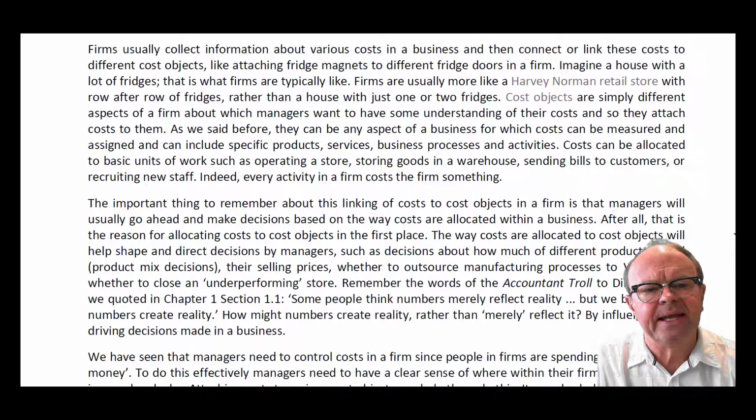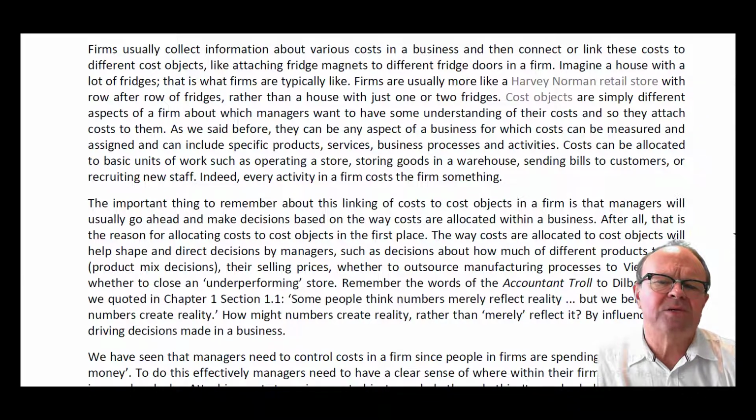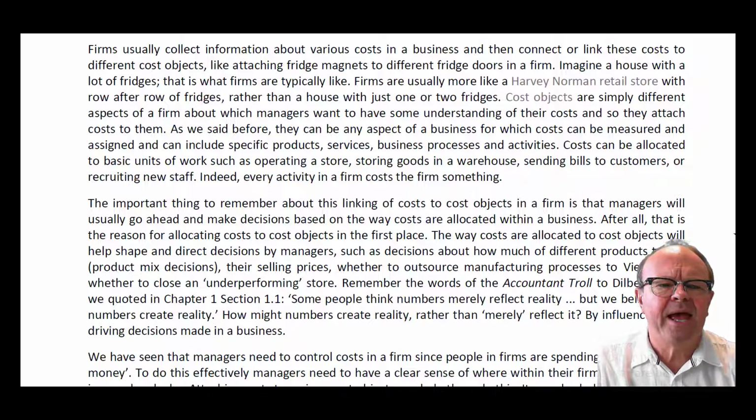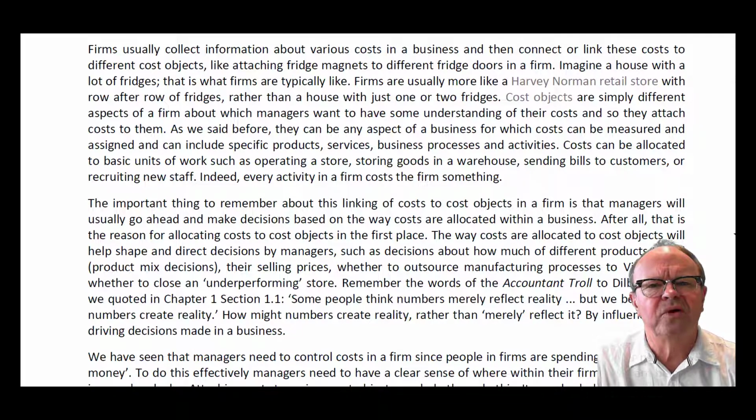Firms usually collect information about various costs in a business and then connect or link these costs to different cost objects, like attaching fridge magnets to different fridge doors in a firm. Imagine a house with a lot of fridges. That is what firms are typically like. Firms are usually more like a Harvey Norman retail store with row after row of fridges, rather than a house with just one or two fridges.